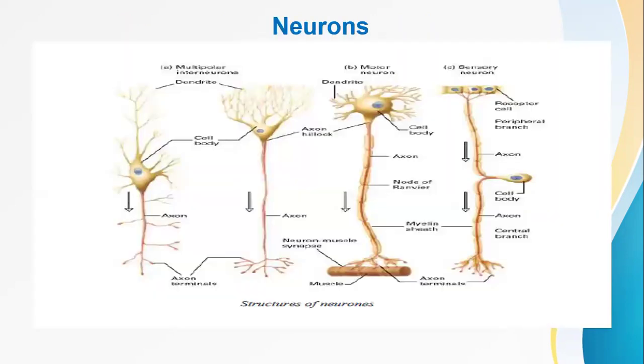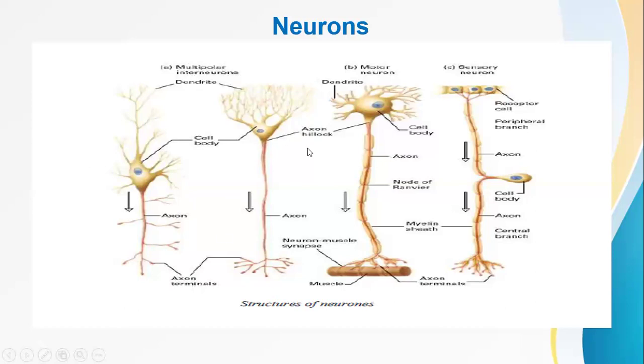And here is the diagram of all these types of neurons. As you can see here, there's the motor neuron, the sensory neuron, and the multipolar interneuron, that is the relay neuron, showing how they are structured and how they are made. In terms of the relay neurons, this is how they are made up. They consist of the cell body, the axon, and also the axon terminals.